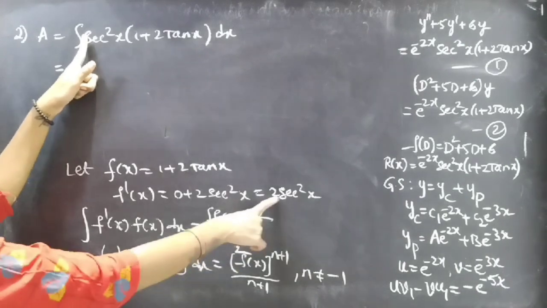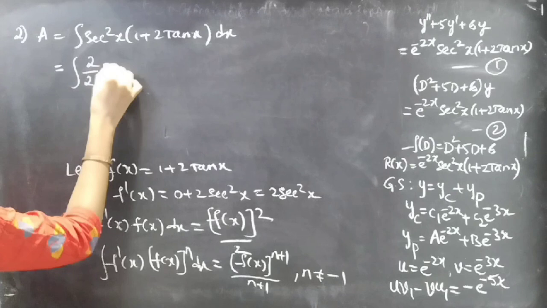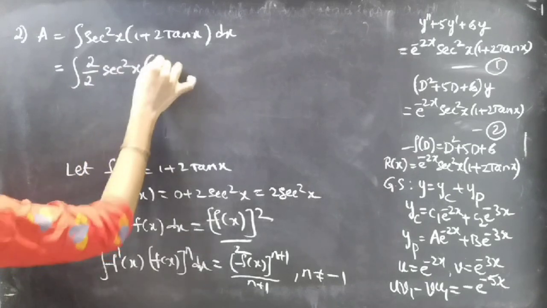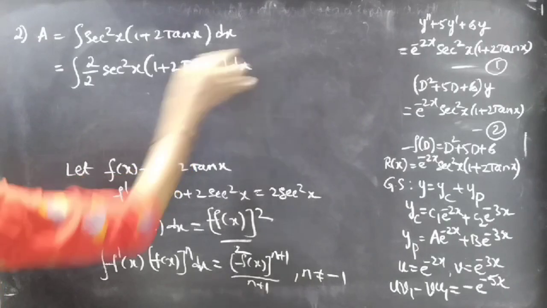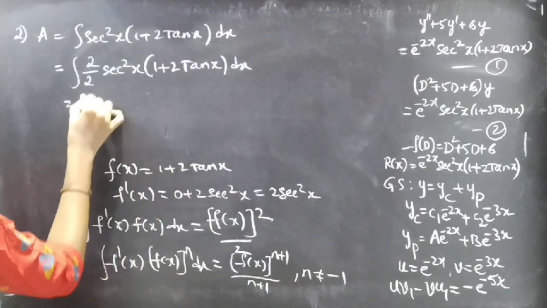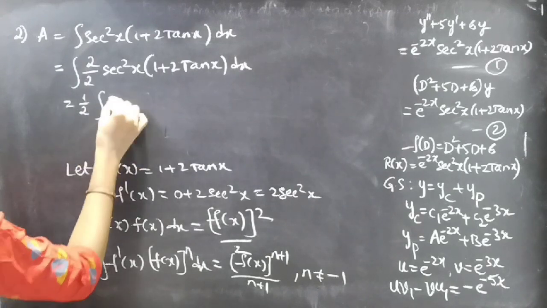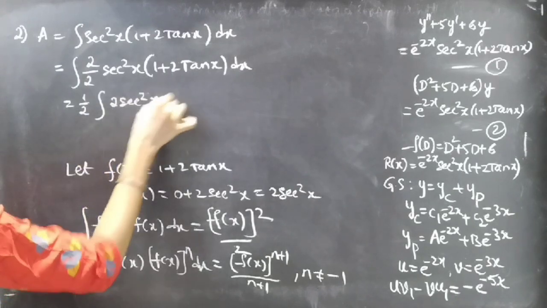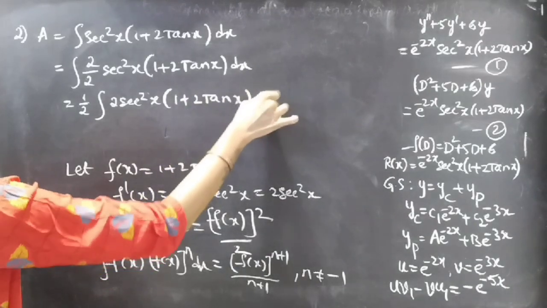Because f dash of x is 2 secant square x, what we'll do is multiply and divide by 2 secant square x, since 2 by 2 is 1, which is nothing but the same. Now take 1 by 2 common, outside the integral, then you'll get 1 by 2 into 2 secant square x of 1 plus 2 tan x into dx.